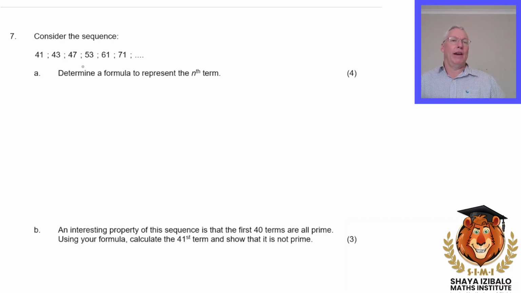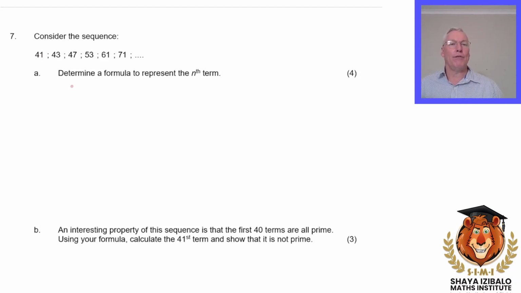This is not an arithmetic sequence. If we go 43 divided by 41, we don't get the same as 47 divided by 43. This is not a geometric sequence. What must it be? There's only one more type, and that is quadratic sequence.